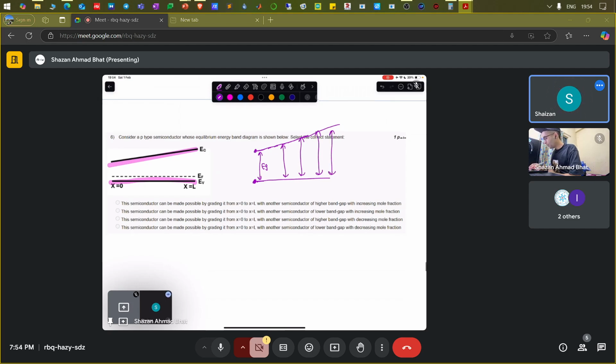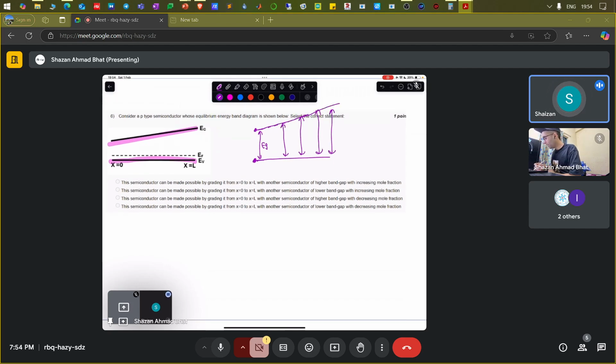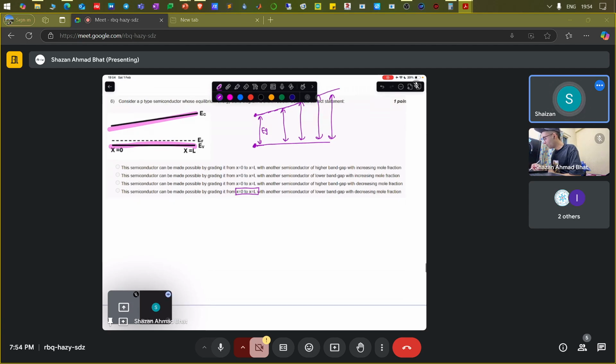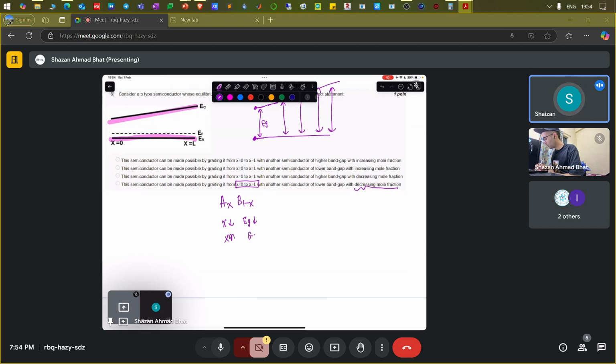It can be made possible by grading from x equals 0 to x equals L with another semiconductor, of lower band gap, with decreasing mole fraction. So the mole fraction has to decrease. That means if it is, let's say, A x B 1 minus x, then if x decreases, EG also decreases. If x increases, EG also increases.